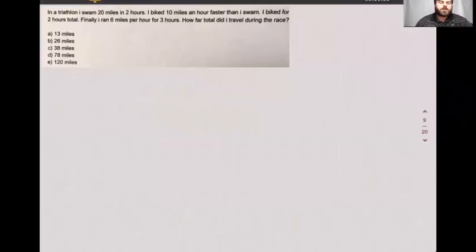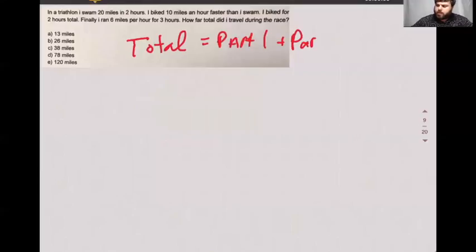Okay, so this is a mixed rate problem. We've got 3 different sections in this race. So what we got to remember is that the total should equal part 1 plus part 2 plus part 3. Okay, and whatever it is, the distance, or the time it took. That's what I'm talking about. The total should just equal the 3 parts combined.